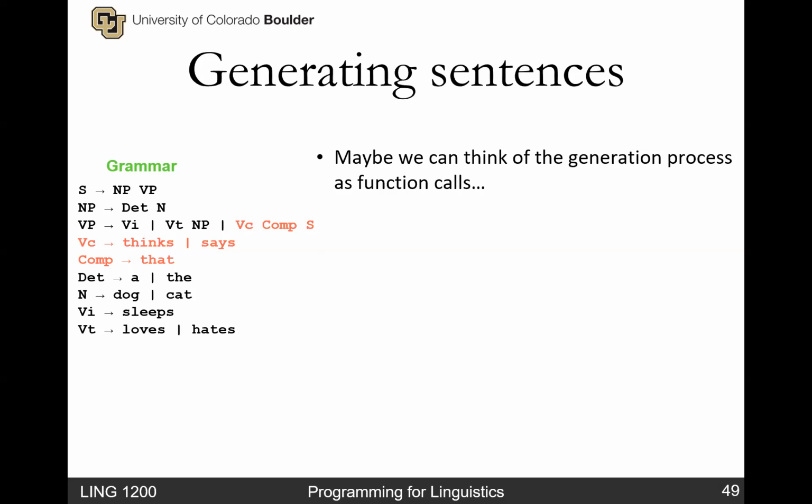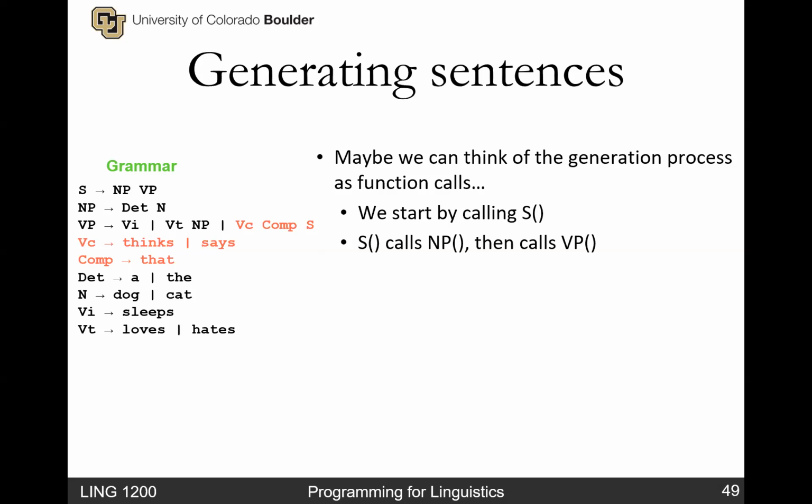Maybe if we think about this generation process from these rules as function calls in programming, we can actually model this grammar and potentially any grammar of any language, no matter how detailed it is to cover all the exceptions, we can model that using Python. So in this case, we would start with a function S and would call S, which would call a function NP and then call a function VP.